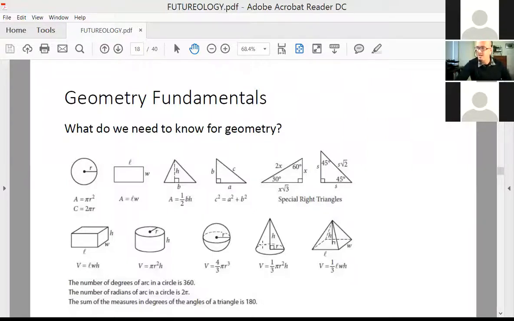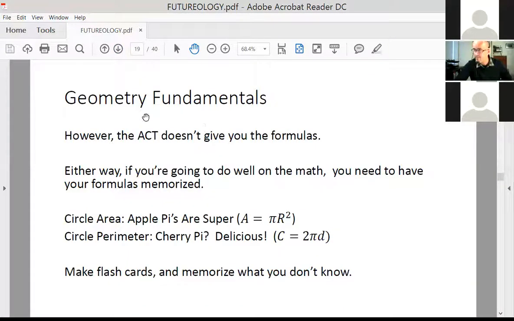The ACT does not give you any of these formulas. Let me repeat that. The ACT does not give you these formulas. So if you want to know these formulas on the ACT, you need to memorize them and practice them. The best way to do that is to make flashcards. So again, let me just reiterate. The ACT does not give you the formulas. The SAT does. Even so, you want to know the formulas for either test so well that they're basically memorized.